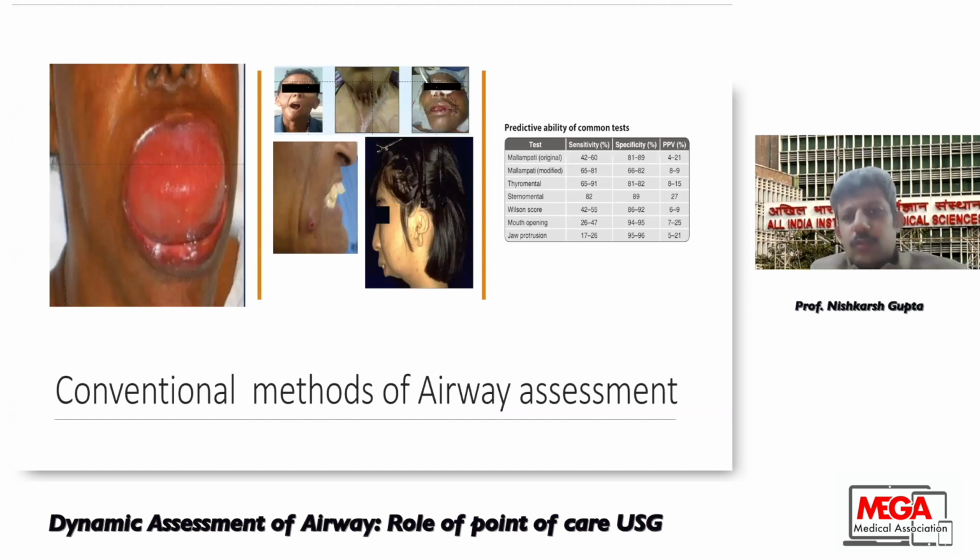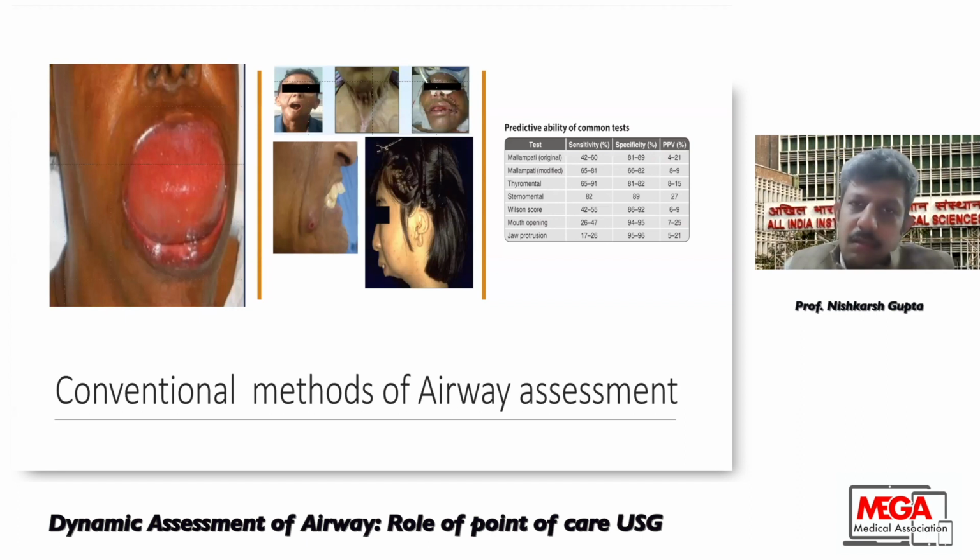All of us know airway management is, you can say, bread and butter for anesthesiologists, and a lot of airway assessment parameters are available for all of us. We know about the Mallampati class, the basic one, the modified Mallampati, the thyromental distance, the sternomental distance, the mouth opening, jaw protrusion, and a combination of these like the Wilson score or the El-Ganzouri score. So the list is endless.